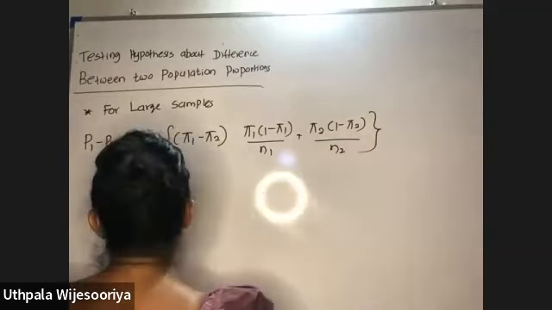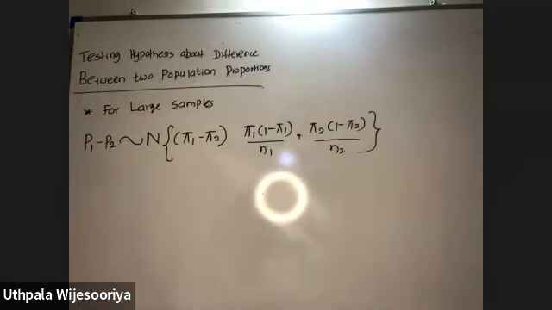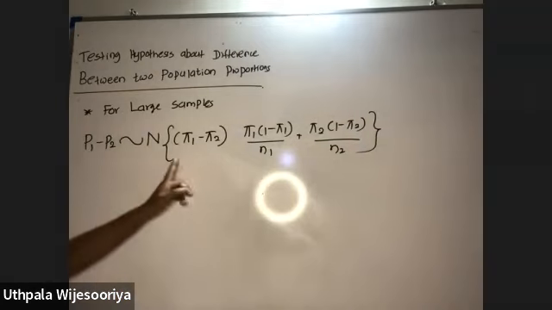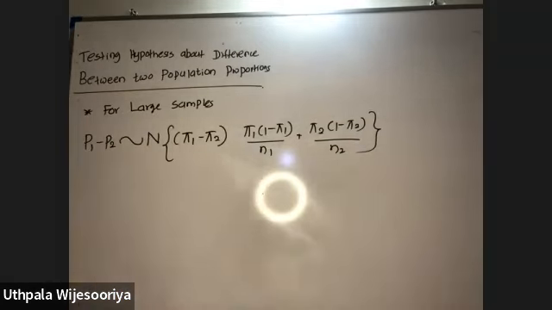Now this is your sampling distribution. Sampling distribution of sample proportions. Only one case is there for large samples. Extension of single proportion. So then what is the mean? Mean is equal to phi 1 minus phi 2. What is the variance? Phi 1 into 1 minus phi 1 over n1 plus phi 2 into 1 minus phi 2 over n2. Now this is your variance.